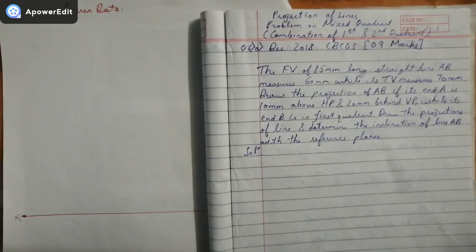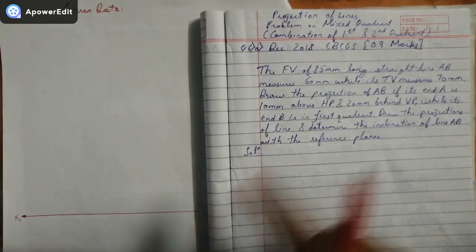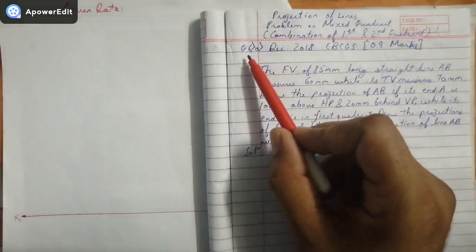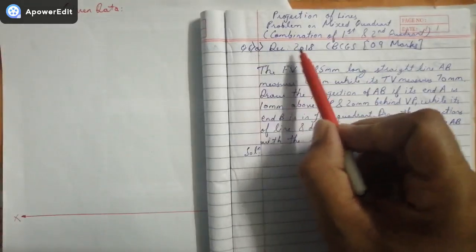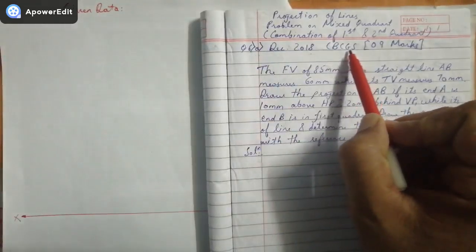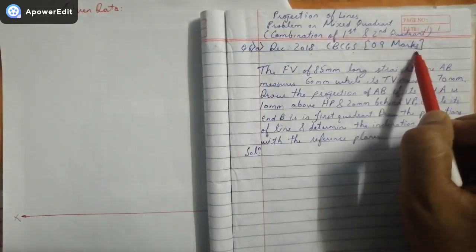This is Shivam Shukla and here I am to solve a problem on projection of lines. It's a problem on mixed quadrant, a combination of first and second quadrant. It was question number 6 in the December 2018 CGS question paper, a 9 marks question.